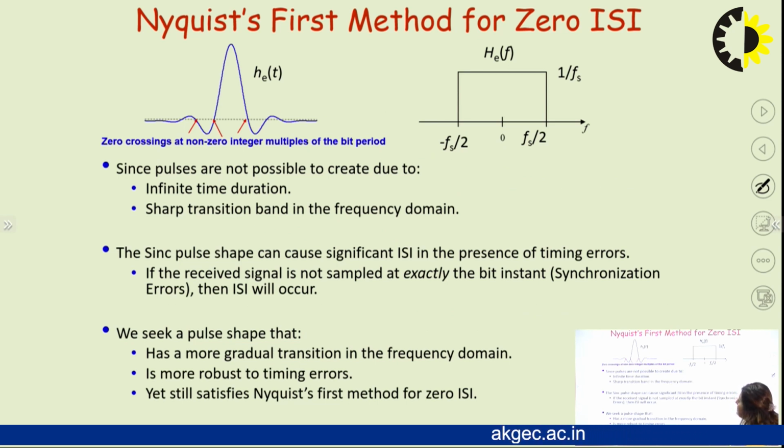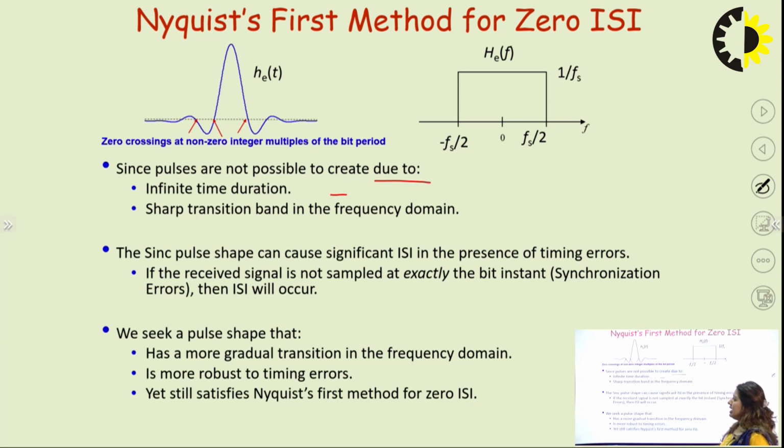Nyquist's first method for 0 ISI also says that sinc pulses are not possible to create due to their infinite time duration. It is not easy to create a sinc pulse as it has infinite time duration and a sharp transition band in the frequency domain. We can see from the figure the zero crossings at non-zero integer multiples of the bit period, or plus minus m pi by 2, and if you take the inverse Fourier transform you will get a rect type of signal.